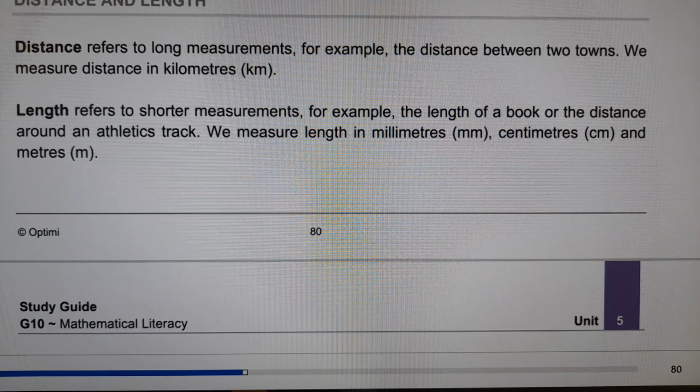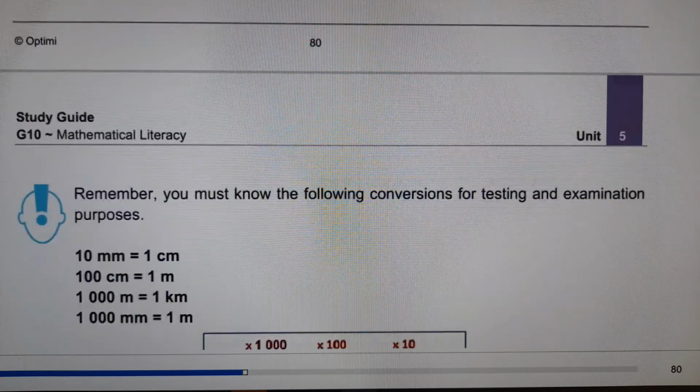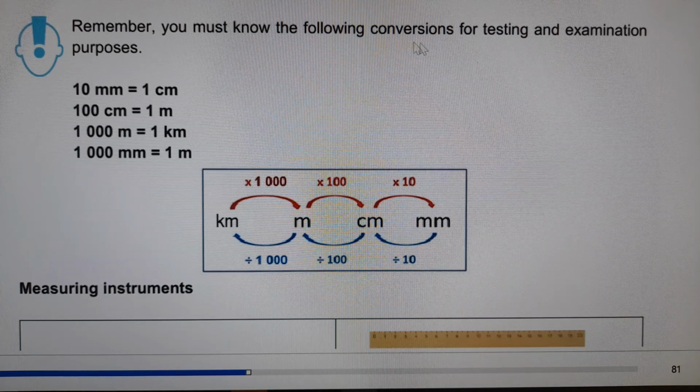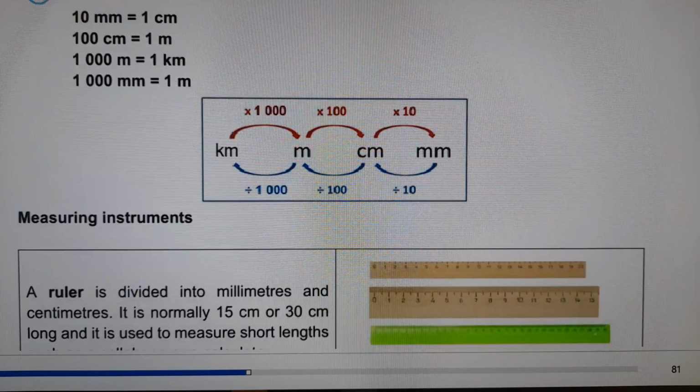Okay, and let's look at the next page, 81. They say, remember, you must know the following conventions for testing and examination purposes. You don't have to stress about this. For us, the convention for measurements, we use our interesting story: King Henry died miserable death called measles. Okay, so don't even confuse yourself with this one. Let's stick to what we know.